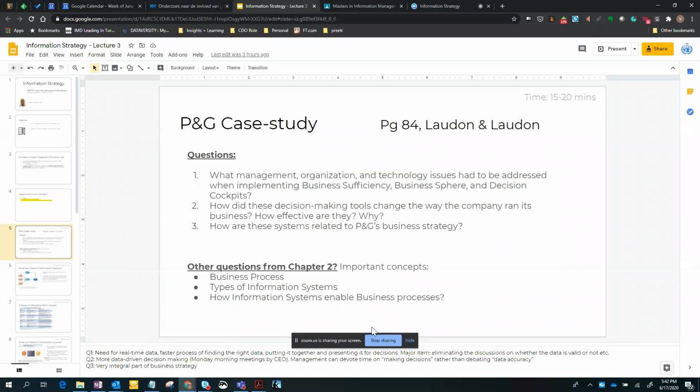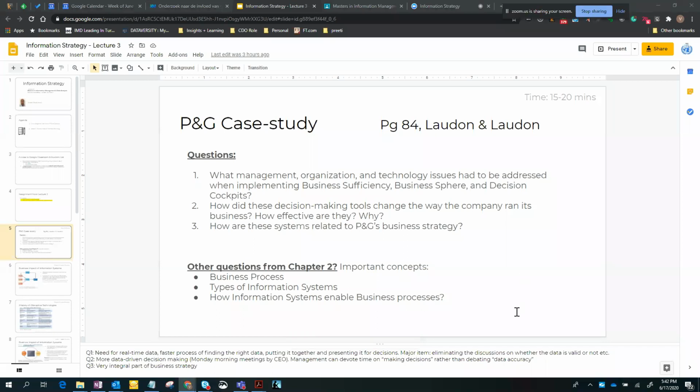You cannot do any of that if you don't have information systems that are geared to that. So it was a very integral part of their business strategy, because they made decisions based on data, and that data was processed and shown through the information system. So yeah, it's quite important. And I think this is the type of case study that you need to get a little bit more familiar with.